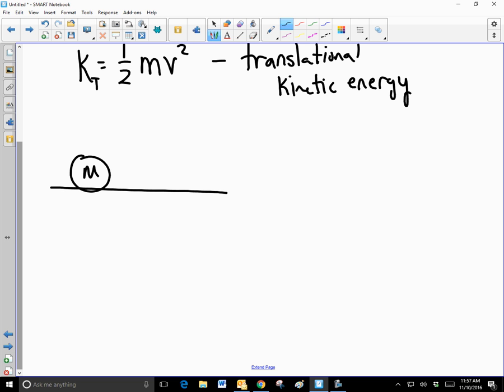So if I have a ball of mass m and I apply a force on that ball, and I apply that force over some amount of distance, call it x, then the work is equal to that force times the distance x. And the ball is going to speed up, and therefore it's going to gain a certain amount of kinetic energy. So that can also be equal to 1/2 mv squared in this case.